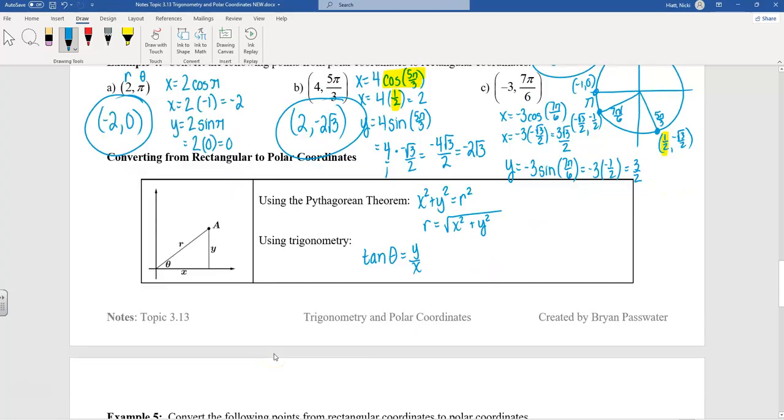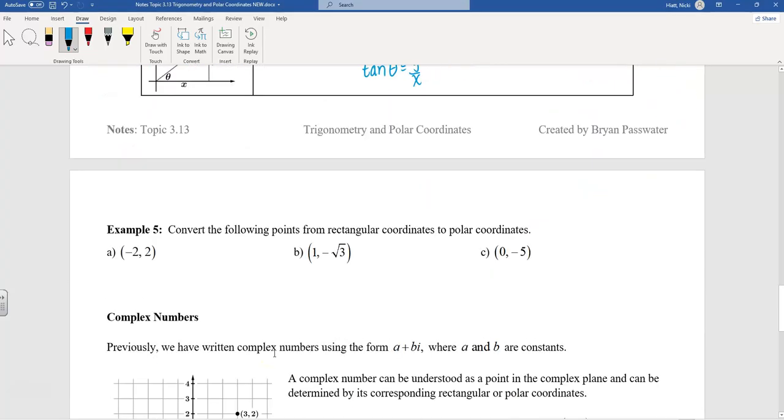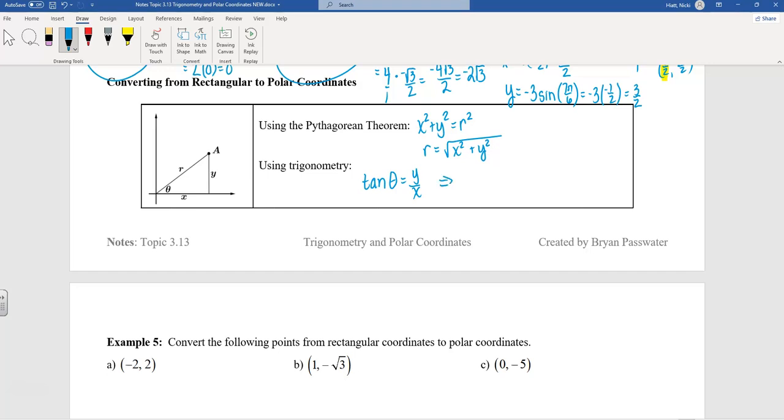So for this, now I guess I could go the next step right here. Let's back up just a second. Which means that theta equals inverse tangent of y over x. You could use arctangent if you want. Those are just interchangeable notations there.